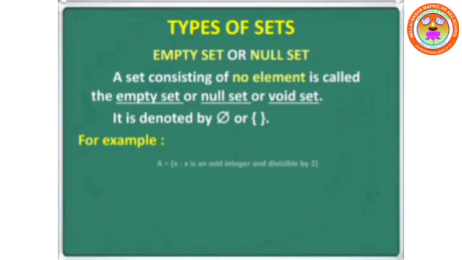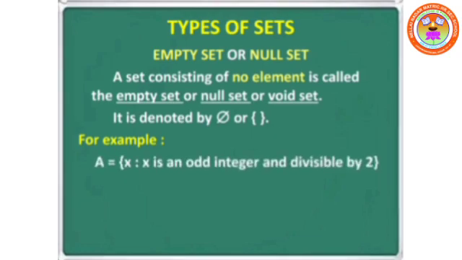For example, A equal to the set of all x such that x is an odd integer and divisible by 2. As we know, no odd integer can be divisible by 2. So, this set cannot contain any elements. So, this set is an empty set.